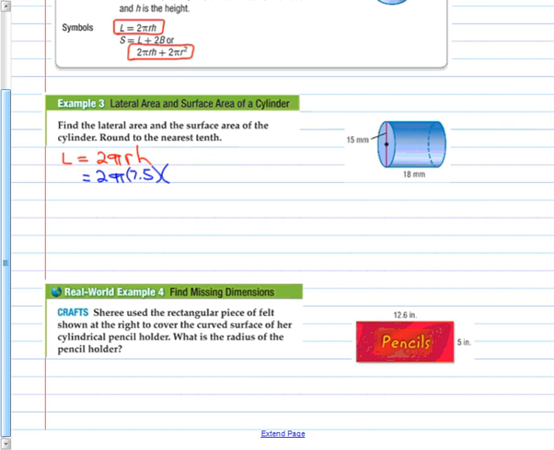Times the height. What's my height? 18. Run that through your calculator because they say to the nearest tenth. We could get an exact value, but they say to the nearest tenth.